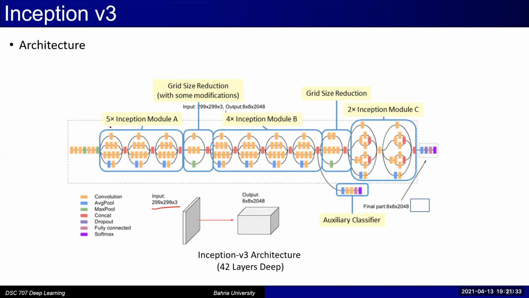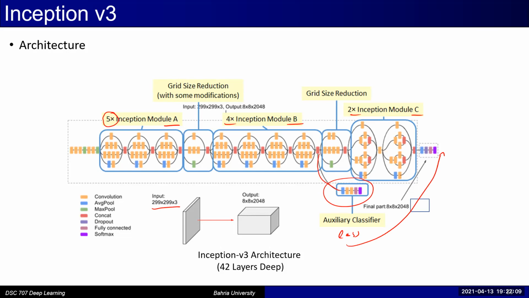So you see, initially you have 5 blocks of module A, which we discussed. Then 4 blocks of module B, and 2 blocks of module C. And in between you have this branch which you see here. This is the auxiliary classifier. So you compute the loss here and you add it to the final loss. And of course, in between you also have the conventional layers, the convolution and the pooling, right?